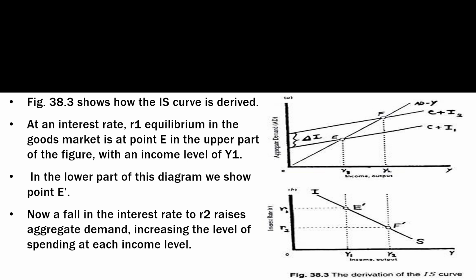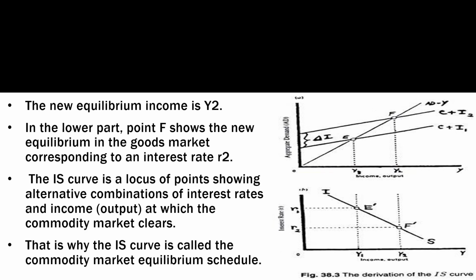At this position, aggregate demand would rise, and this would increase the level of spending at each level of income. Here we could see that the new equilibrium level of income is Y2, and in the lower part corresponding to that, you could see the equilibrium in the goods market corresponding to the interest rate R2. The IS curve is the locus of points showing the alternative combinations of interest rate and income at which the commodity market clears. Okay.